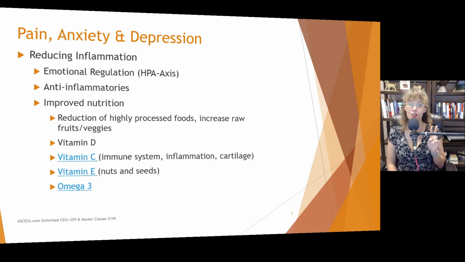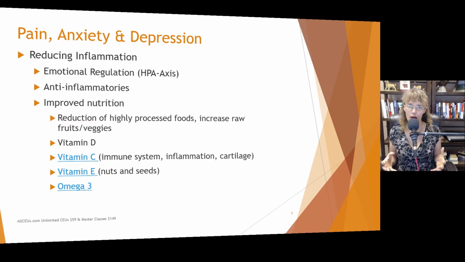Increase raw fruits and vegetables. Obviously, some people can't handle raw fruits and vegetables because they've got gastric problems. But if you can, fruits and vegetables have phytochemicals in them that assist in fighting inflammation. So your colorful fruits and vegetables, the darker the color, the better it is for you.